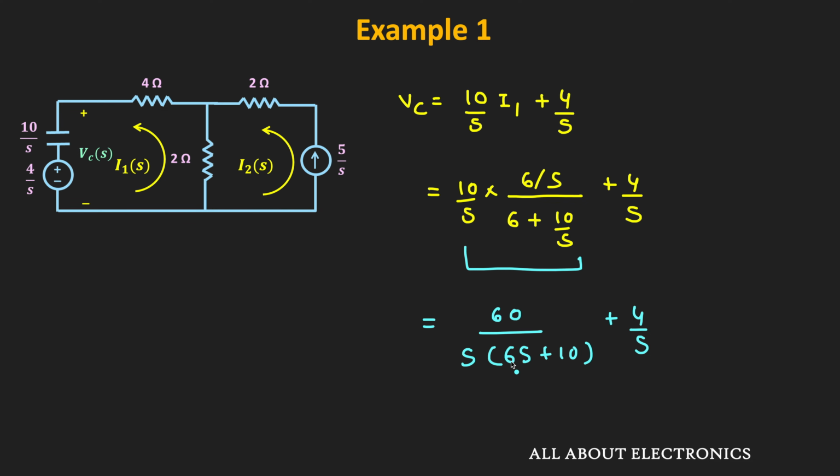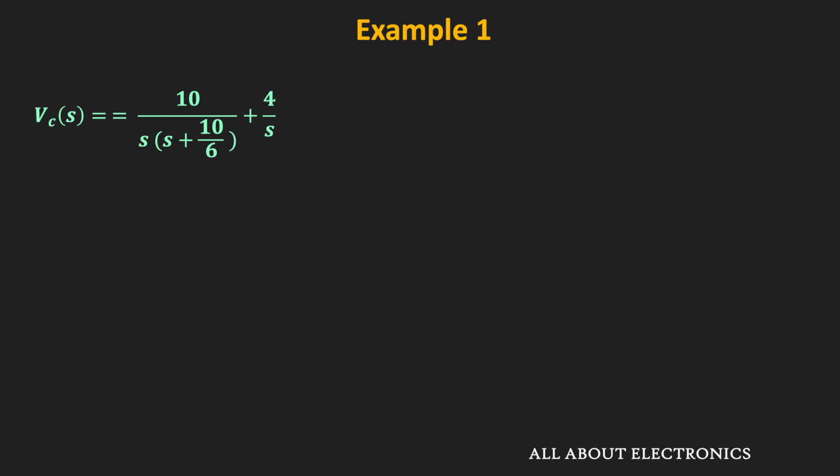Now in this expression, if we take this 6 outside, then further we can write it as 10 divided by s times s plus 10 divided by 6, plus 4 divided by s. Now for this first term, let us use the partial fraction expansion and simplify it. If we use the partial fraction expansion, then we can write the first term as a divided by s plus b divided by s plus 10 divided by 6. And here the third term will be equal to 4 divided by s.